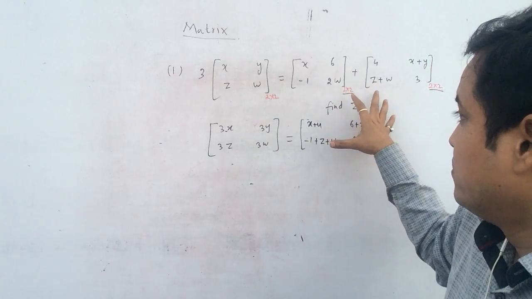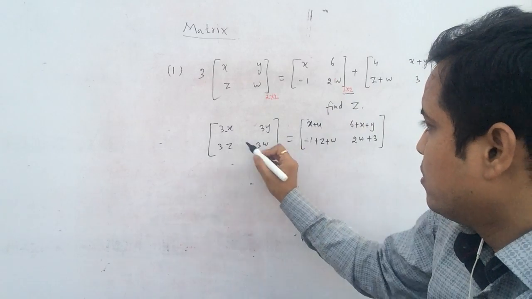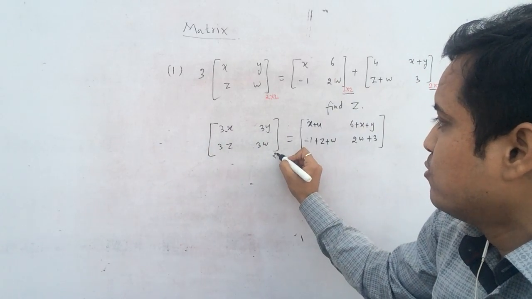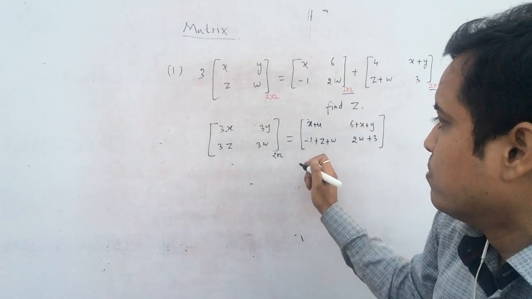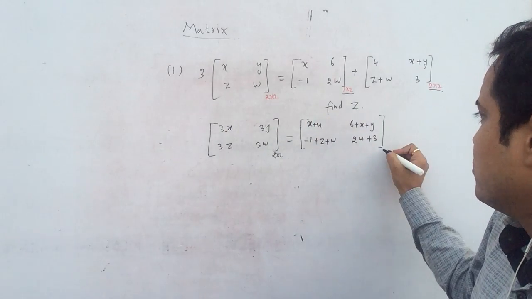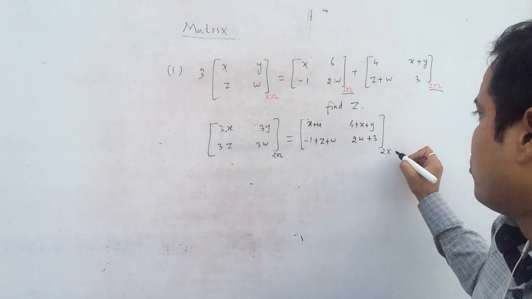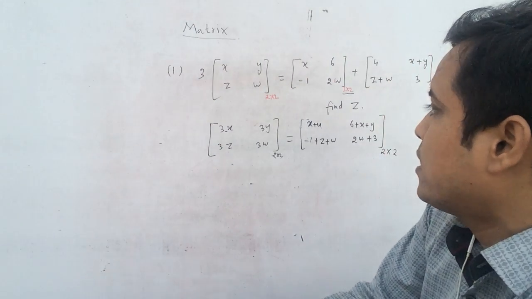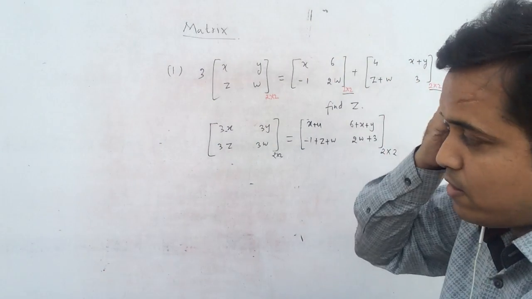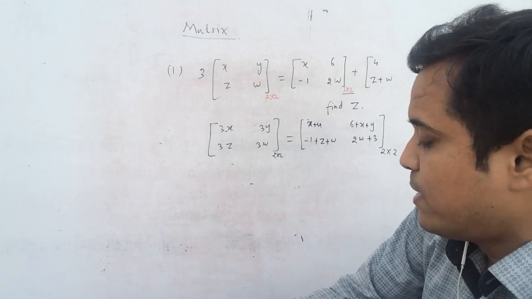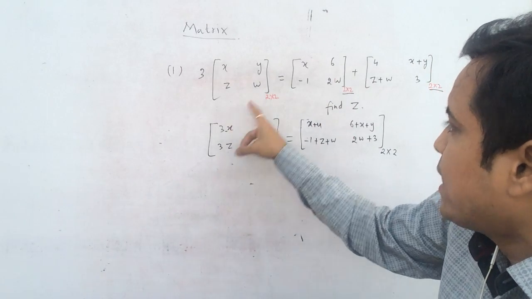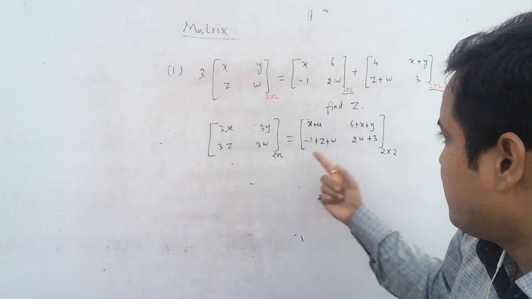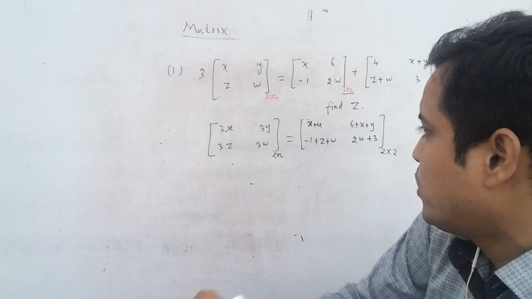The addition is done. What is the order of this matrix? Here it is 2 cross 2, 2 rows and 2 columns. Now we understand that in equality of matrices, if the matrices are equal, then corresponding elements will be equated. The orders are the same here, so these matrices can be equated.